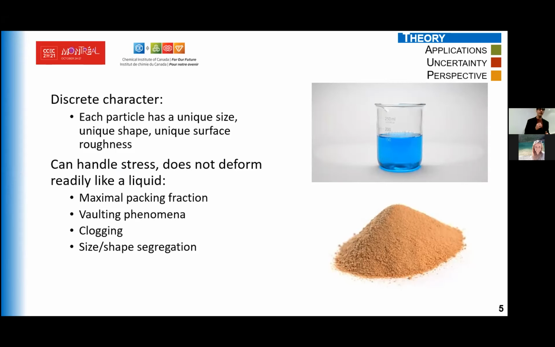And this leads to very interesting phenomena that we encounter in the industry, such as the occurrence of a maximal packing fraction. And in a way, granular flows are always two-phase flows of powder with air in between. Vaulting phenomena, where we have, for example, bridges that can be formed in the powder, clogging, and size and shape segregation. So size and shape segregation is a very large challenge for the pharmaceutical industry. Here we have an example of this.